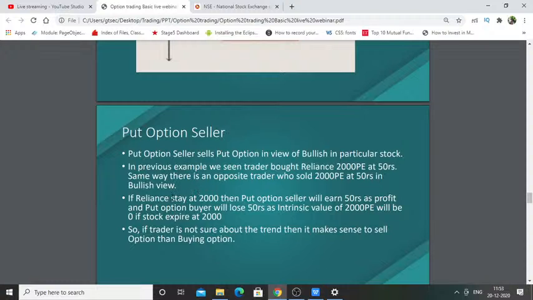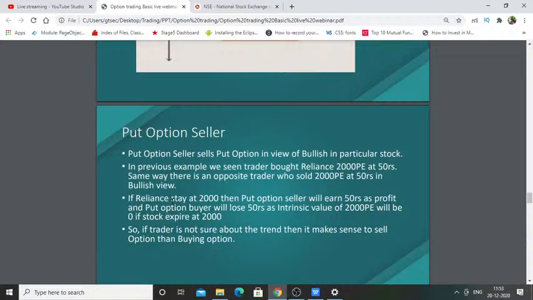Okay, so if Reliance stays at 2000, then the put option seller will earn 50 rupees as a profit, and the put option buyer is on the opposite side. The trader who bought the 2000 put will be losing 50 rupees.